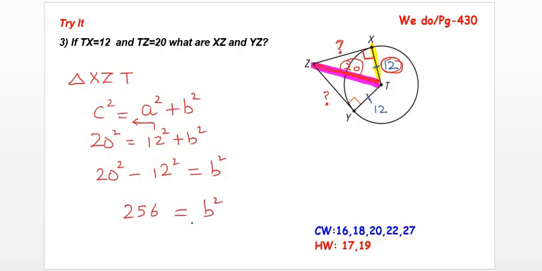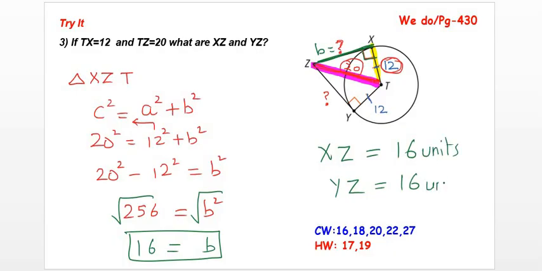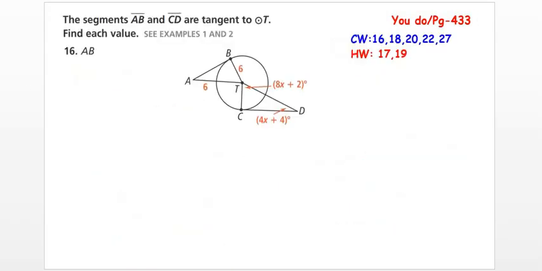Now we have to get rid of the square, so we can take the square root of each side. So it will give us b equals 16. So this is the possible value of b, or actually b is the other leg of the right angle of this right angle triangle, right? So this shows that XZ is equal to 16. So how much will be YZ? It will have the same length, that will be 16. You can call it units. So both the measurements will be 16 units. Is that clear?